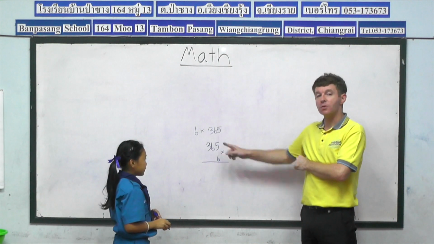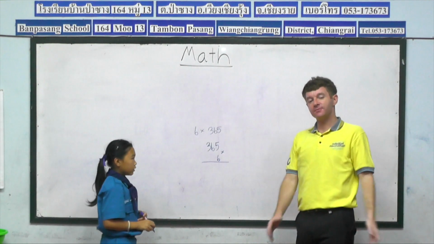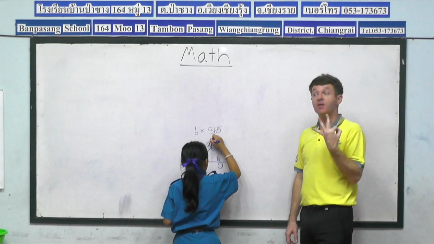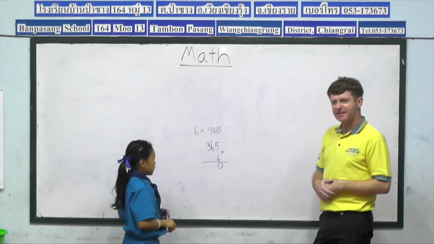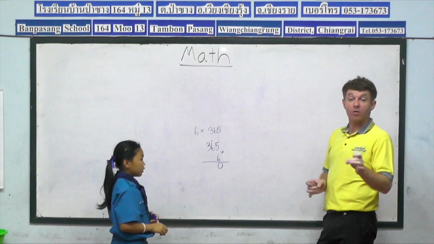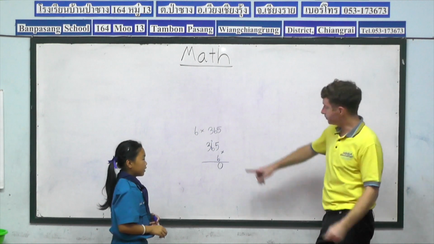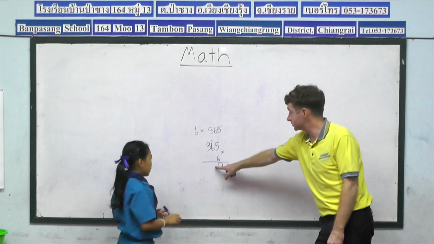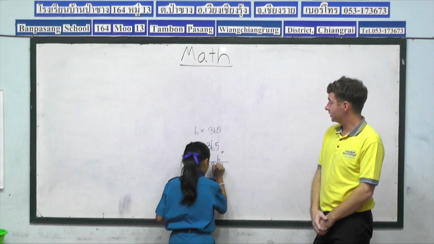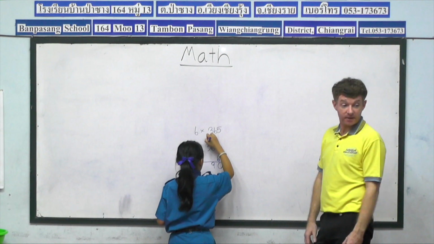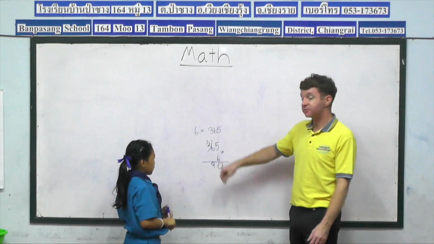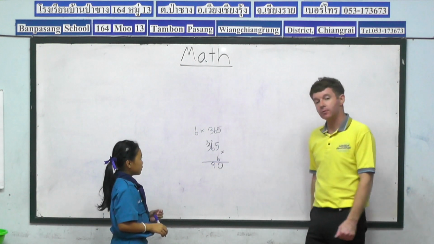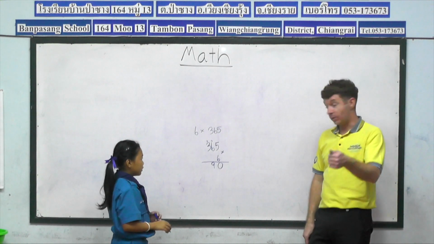Remembering, always start with the ones. 6 times 5 equals 30. So 0, carry 3. Now 6 times 6 equals 36. But don't forget, the 3 we've carried over, 39. So then it's 9 here. Carry over another 3. 6 times 3? 18. But not forgetting the 3 we've carried, 21.